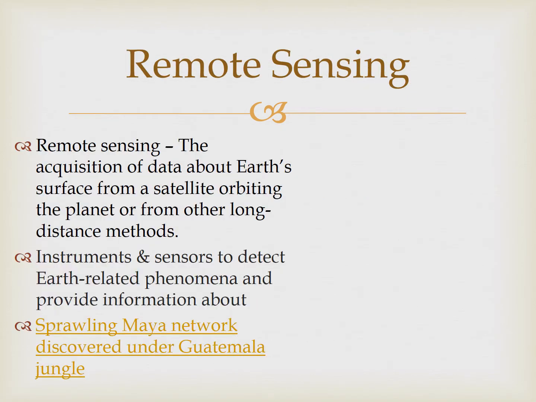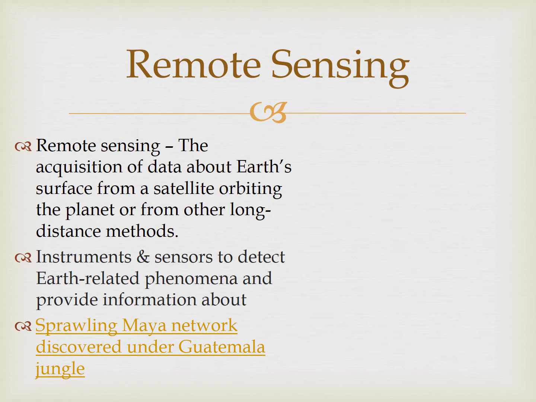Remote sensing is the last of the big three geospatial tools. And this is the acquisition of data about Earth's surface from a satellite orbiting the planet or from other long-distance methods. And that's the key. They're acquiring this data from far away from the Earth, so we can see a lot more of the Earth and about the Earth. And there's a wide variety of tools that fall under the umbrella of remote sensing. I mean, technically, Google Earth is part of remote sensing, but I don't think the AP exam is going to ask you about Google Earth.